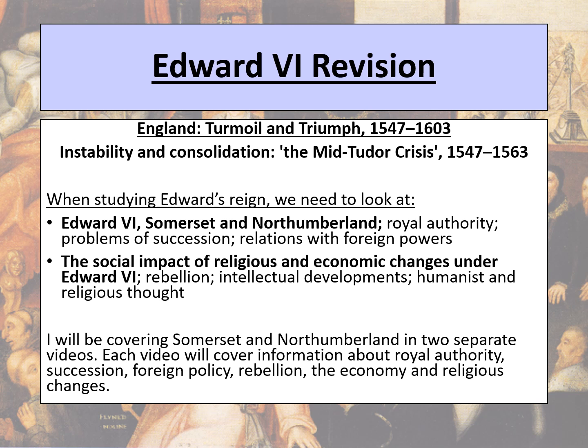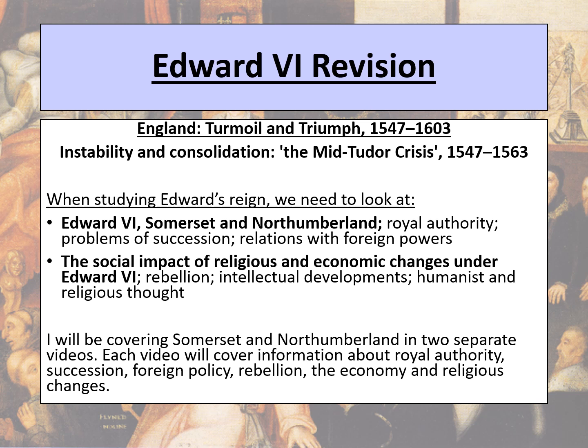Just to let you know, we are now going into the second half of your studies, which is looking at England, turmoil and triumph. And that starts with the year 1547 at the beginning of Edward's reign, and it ends with 1603, which is the final year of Elizabeth's reign. This is now looking at Unit 3, which is called Instability and Consolidation, which is the mid-Tudor crisis years. We'll decide whether we think there was a mid-Tudor crisis at the end of this unit. And this basically goes from 1547 to 1563, so the first couple of years of Elizabeth's reign.